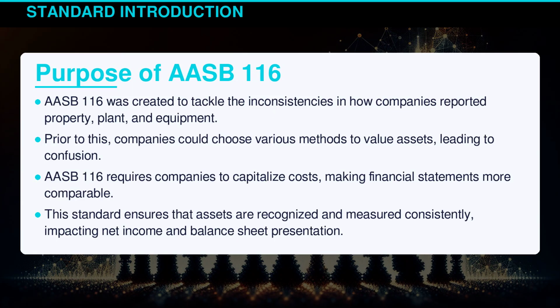AASB 116 was created to tackle the inconsistencies in how companies reported property, plant, and equipment. Prior to this, companies could choose various methods to value assets, leading to confusion. AASB 116 requires companies to capitalize costs, making financial statements more comparable. This standard ensures that assets are recognized and measured consistently, impacting net income and balance sheet presentation.